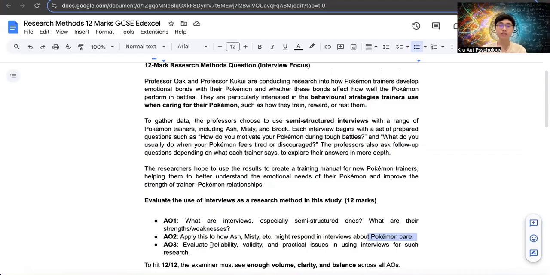AO3, we need words from methodology, reliability, validity, etc. But these methodologies must be relevant to the scenario, and of course relevant to the strengths and weaknesses of interview we provided in AO1. If it's not relevant, you're not going to gain the mark. They might mark very harshly. And some of you will be like, okay, I got AO1 right, why am I not getting the mark? It's because it's not flowing throughout the paragraph, throughout AO2 and then AO3. It doesn't connect, it doesn't link.